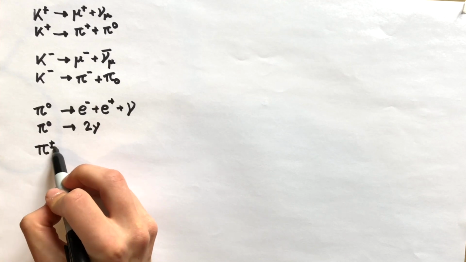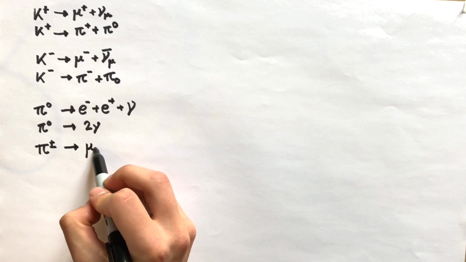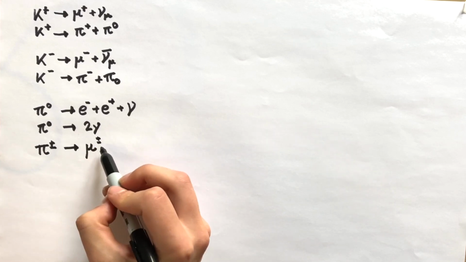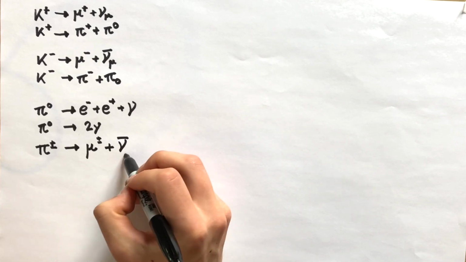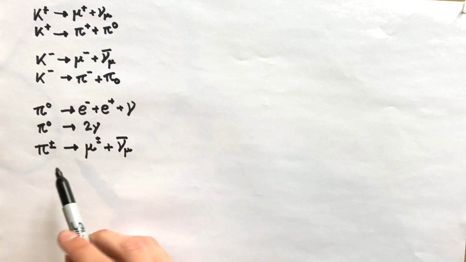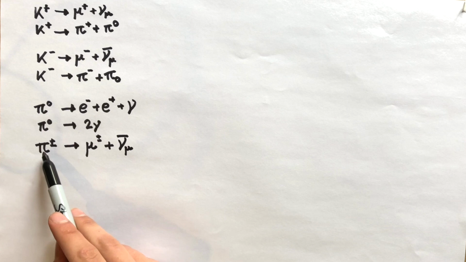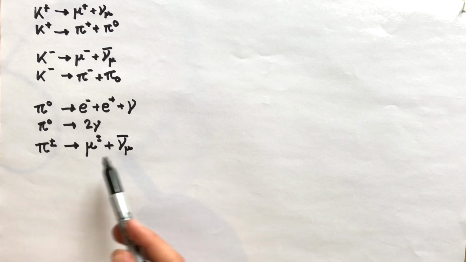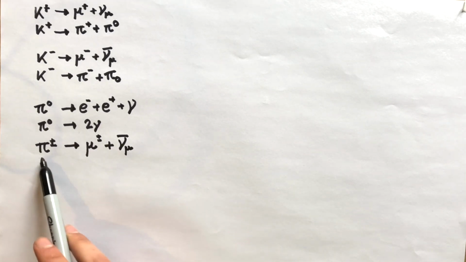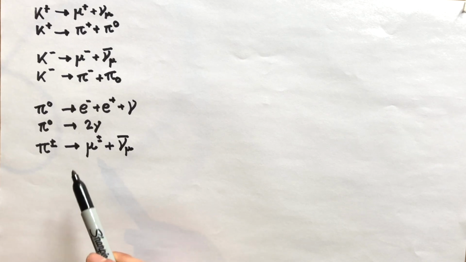Well, the pi plus or minus will decay into a mu plus or minus plus an anti-mu neutrino. This plus or minus basically says that if it's a pi plus meson, then it'll go to a mu plus lepton and an anti-mu neutrino. But if it's a minus, then it will go to a mu minus. And so that's the pion.